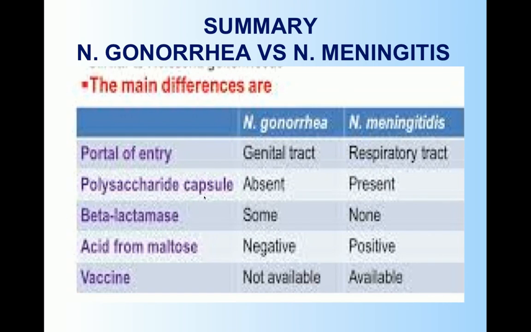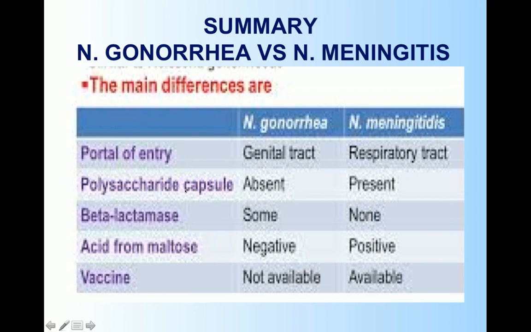So what is the difference between Neisseria gonorrhoeae and meningitidis? You are asked about it in your exam. You can also get this as part of your SCQ. Portal of entry is different. Gonorrhea is from the genital tract, whereas meningitidis enters via the respiratory tract.